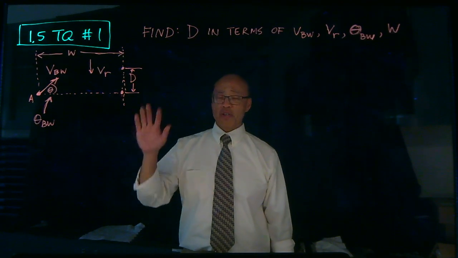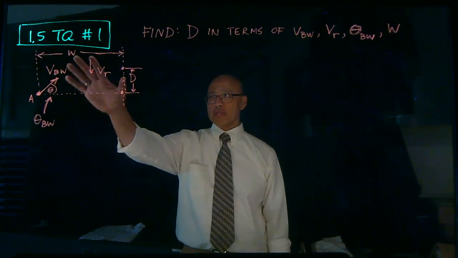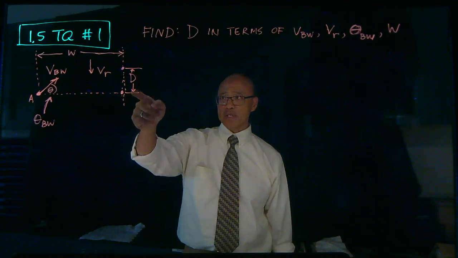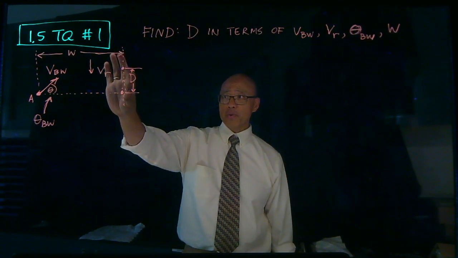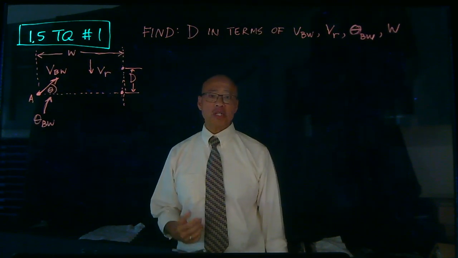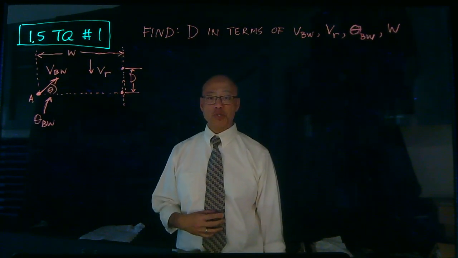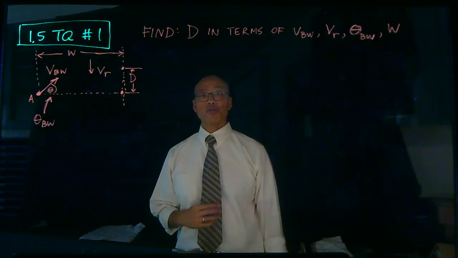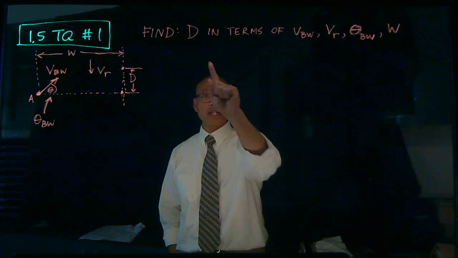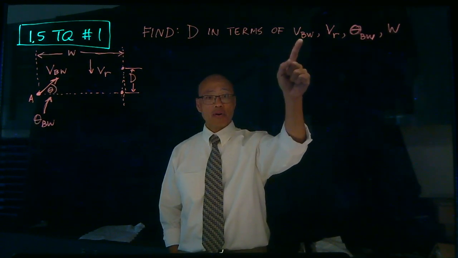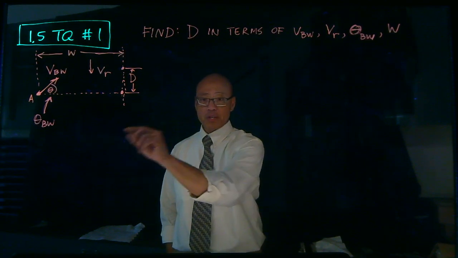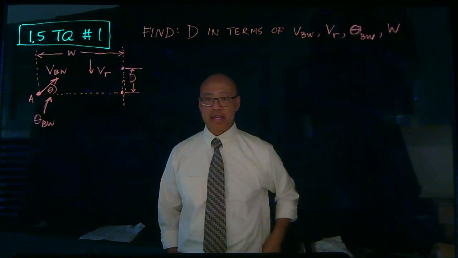A boat is crossing a river that's flowing. The dimensions of the river are given, both horizontally and a vertical distance that describes how far upstream the boat has landed. The prompt says find D, and then they give you some choices. The choices, in effect, are equivalent to asking you to find D in terms of all these other variables. I use capital BW instead of lowercase, just because I write that way.